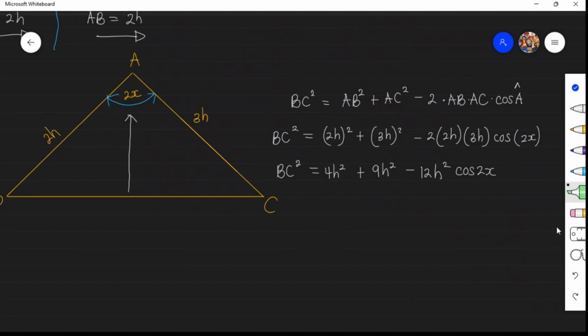So let us add 4h squared and 9h squared, giving us 13h squared.